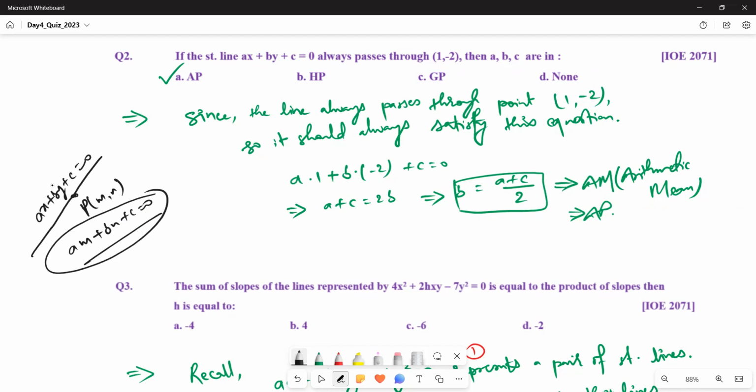So you can see now, b is what? B looks like the arithmetic mean of a and c, right? Remember the arithmetic mean: we used to take the sum of the left term and right term in an arithmetic series, and then sum them and divide by 2. We used to get what? Arithmetic mean. So if b is the arithmetic mean of a and c, then of course a, b, c given in this series should be in what? AP. So option A is the right answer, right?